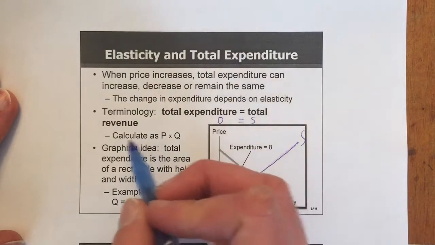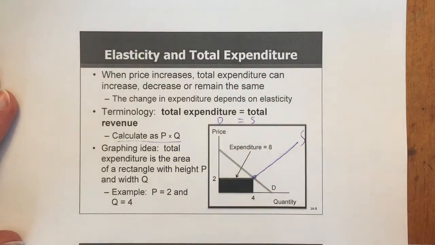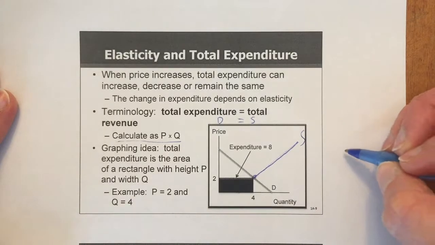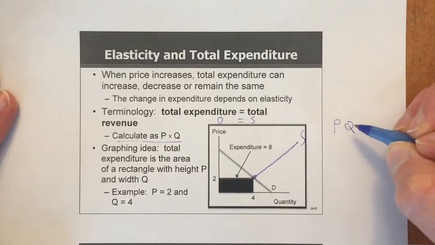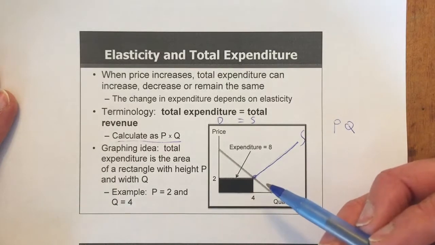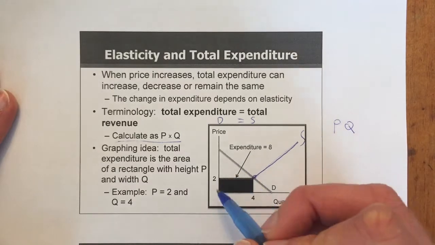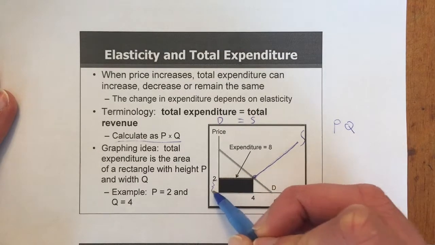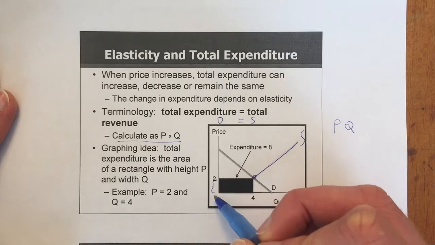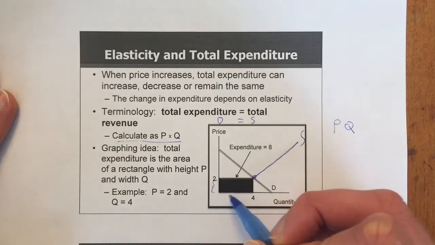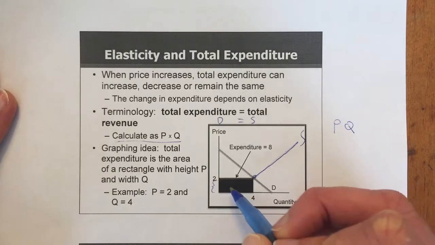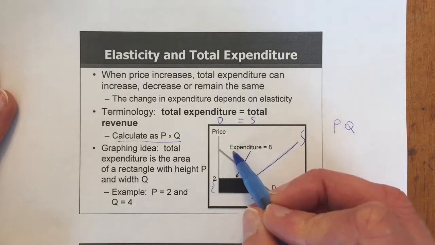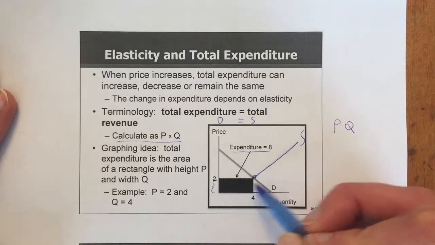So total expenditures we can calculate as price times quantity. Imagine that we're just talking about a single good here. All you have to do is multiply price and quantity, and that'll get what your total expenditures are. And we can see this graphically as the price right here. So if the price is 2, the height is 2, and the quantity demanded is going to be 4. And so the total expenditure, the area of this rectangle, is going to be 8.